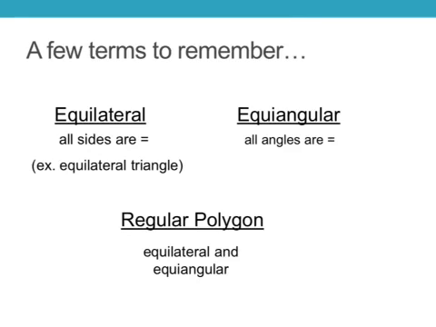A few terms to remember. Equilateral means all sides are equal. An example of that is an equilateral triangle. We can also have equilateral polygons. Okay? Equiangular means all angles are equal. And then a regular polygon is both equilateral and equiangular. Okay? So if we say we have a regular hexagon, that means we are talking about a regular 6-sided figure. All the angles in the interior are the same, which means all the exterior angles are the same, which means all the side lengths are the same as well. Okay, so that's a regular polygon.